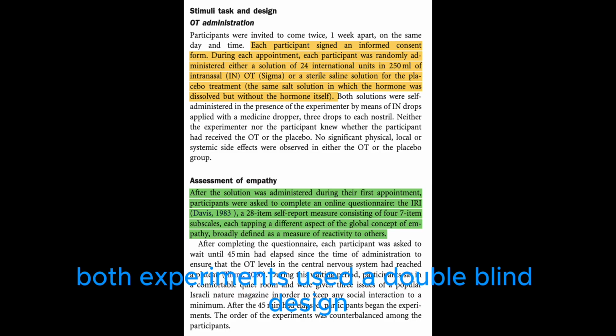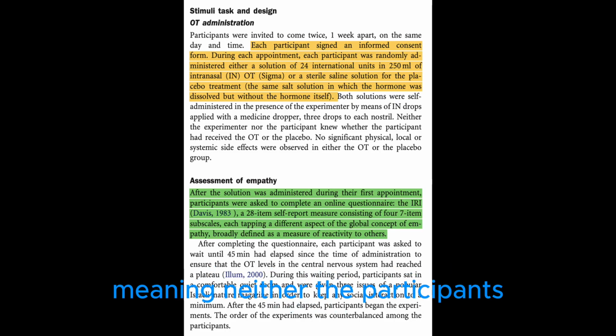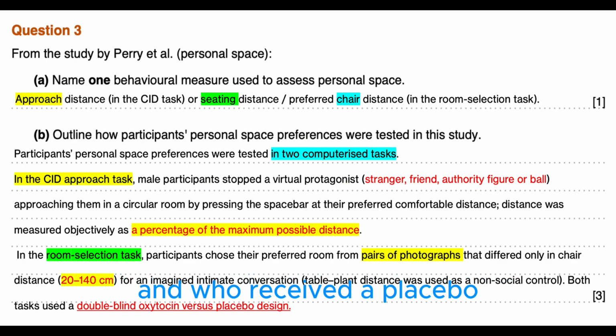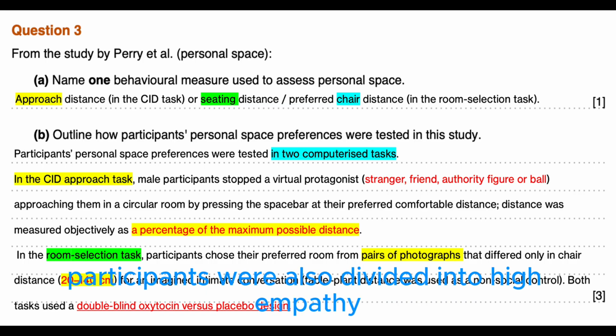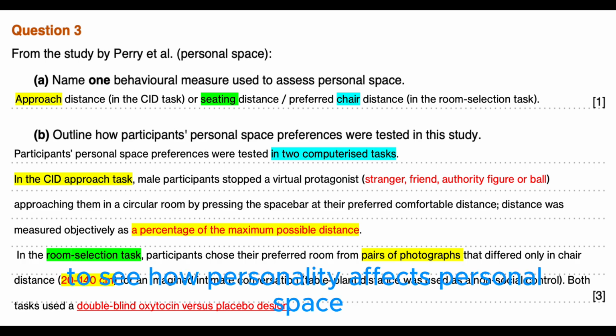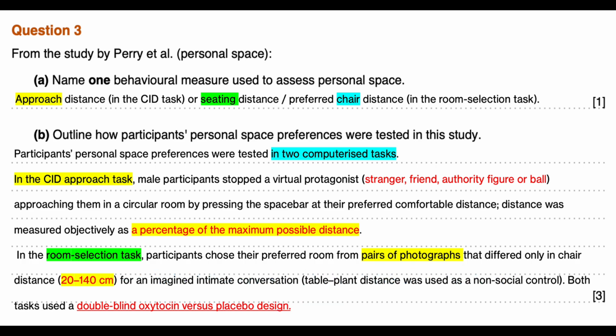Quick note about the design. Both experiments used a double-blind design, meaning neither the participants nor the researchers knew who received oxytocin and who received a placebo. Participants were also divided into high empathy and low empathy groups to see how personality affects personal space.